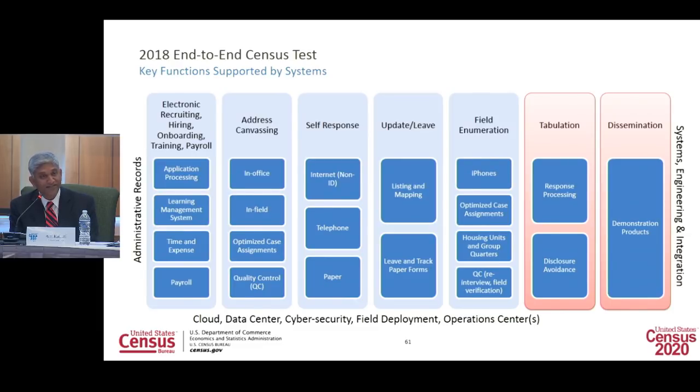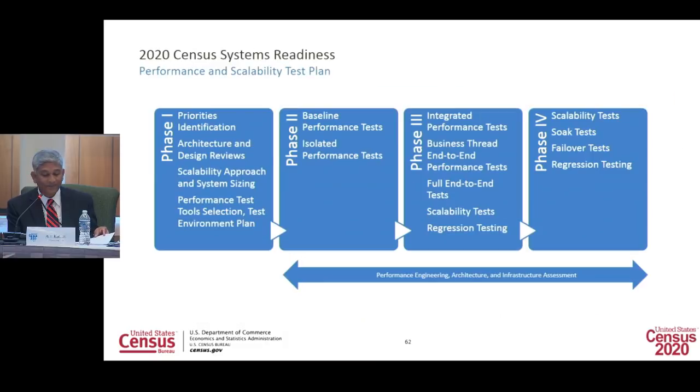First, we need to finish the 18 tests. In parallel, our focus is on the most important aspect of systems readiness, which is performance and scalability testing. Next slide. So on the screen are the four phases of performance and scalability tests. The four-phase approach is typically taken in the industry.